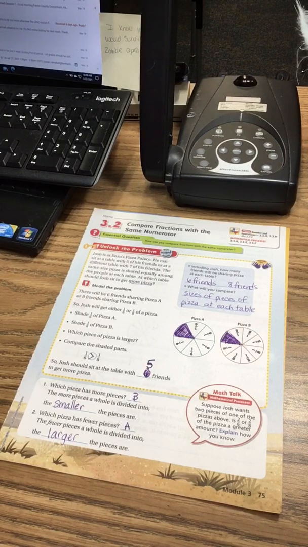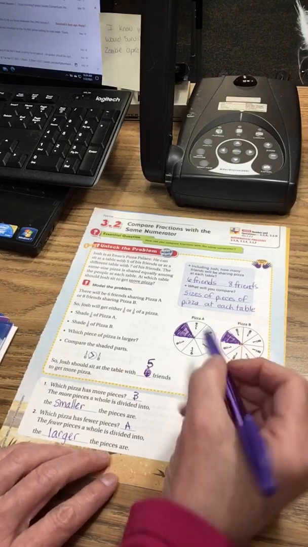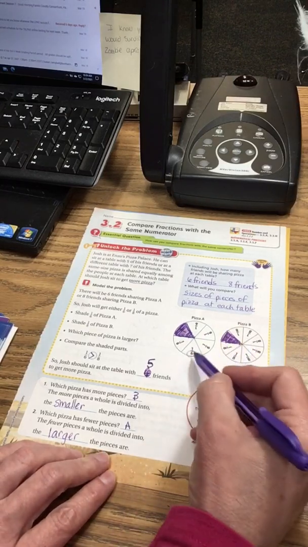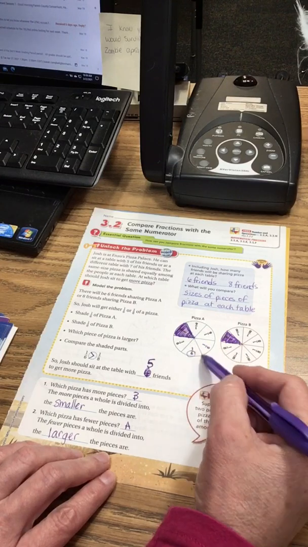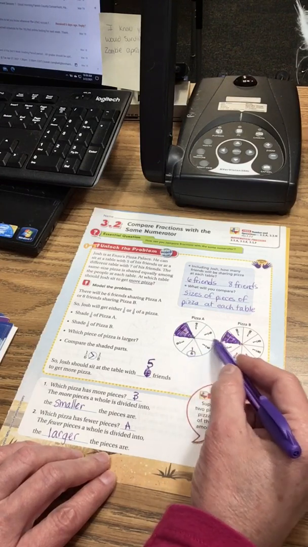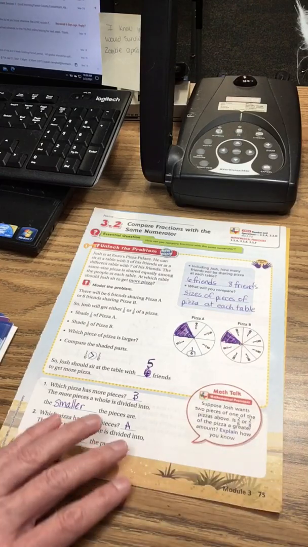Okay? So just remember that the denominator, the bottom number of the fraction, tells you how many pieces there are. So the smaller the number of pieces, the bigger the size of each piece.